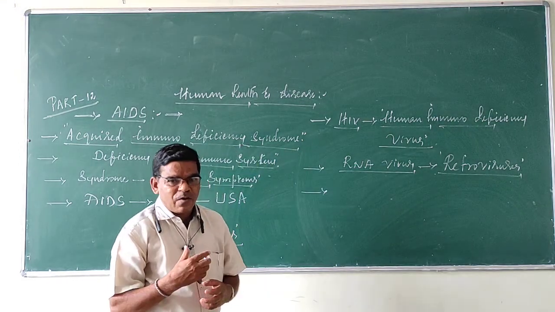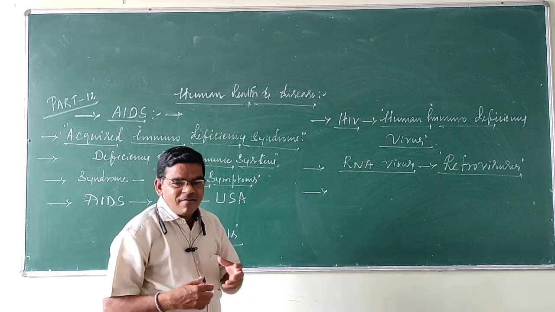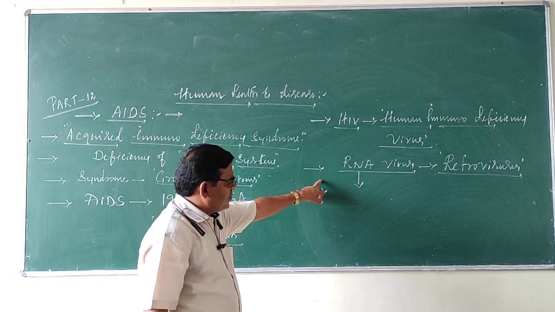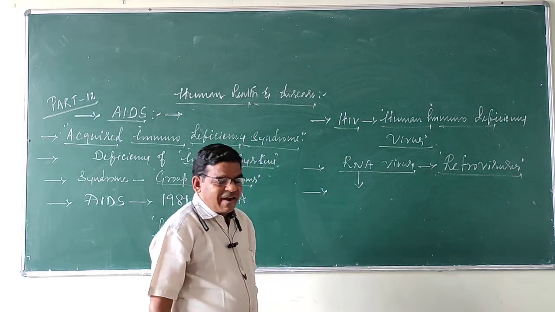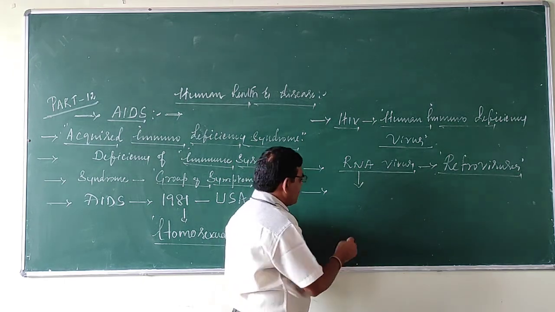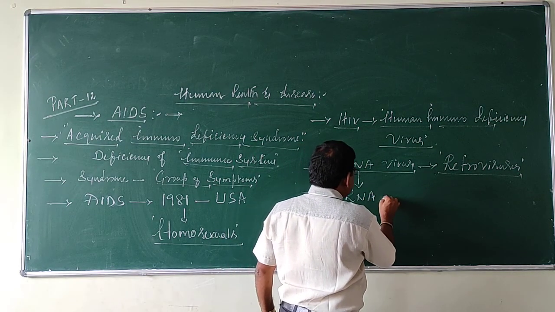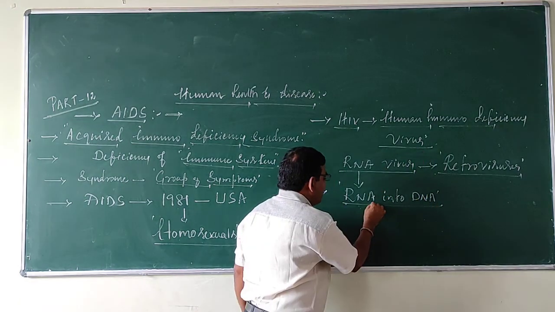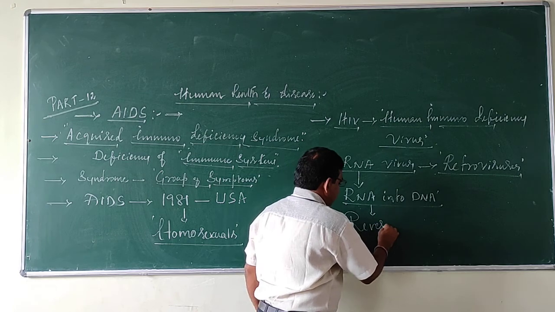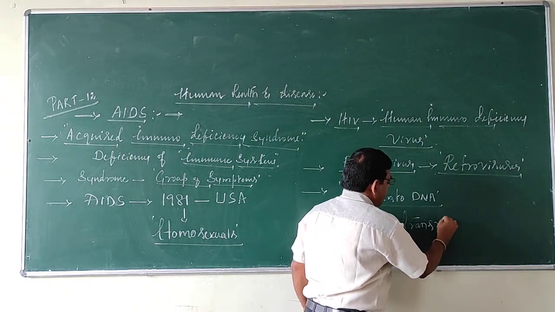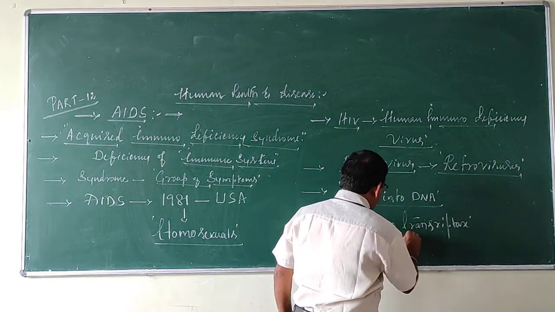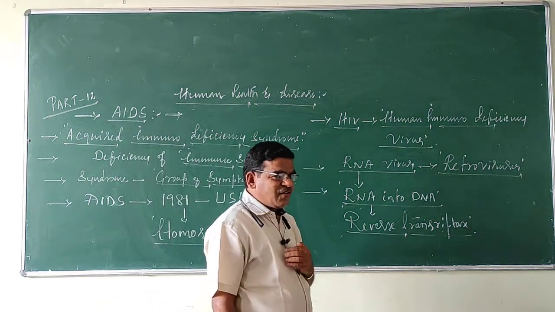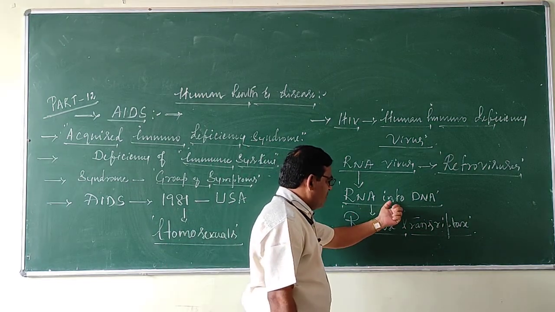What are retroviruses? Why are RNA viruses grouped under retroviruses? HIV is an RNA virus. RNA viruses are grouped under retroviruses because the retroviruses convert RNA into DNA by using the enzyme reverse transcriptase. In these retroviruses, RNA is converted into DNA.